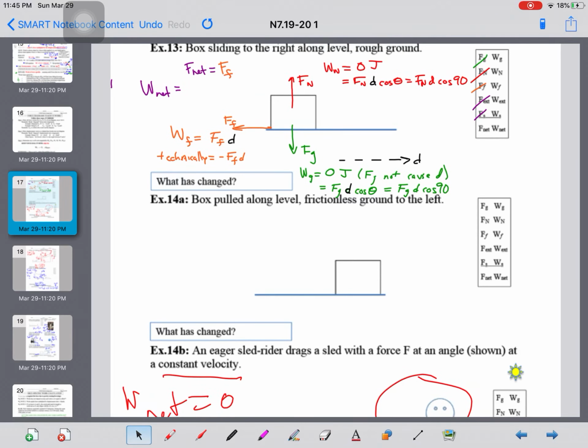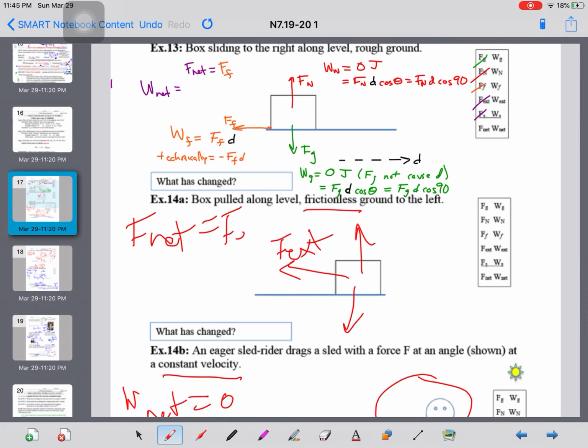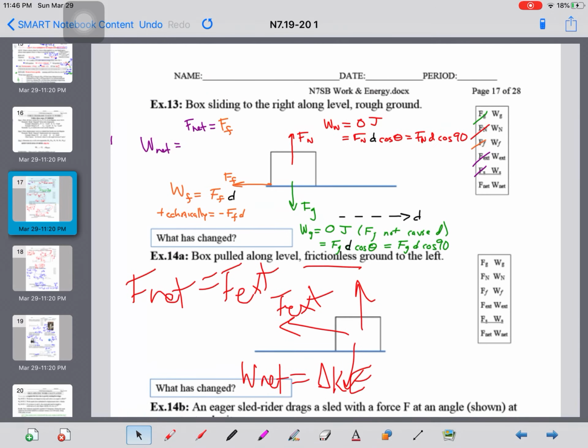All right, this one, same sort of game plan as we've been doing. So box pulled along level frictionless ground to the left. So here was your F external. You had your FG, you had your FN, it's frictionless. There is a net force here. It's the F external, which means there is net work, which means there is a change in KE. Well, that makes sense, because if you pull a box with no friction, it is going to change speed. It is going to speed up. And or if it's already moving to the right, it'll slow down, and you get a change in KE.